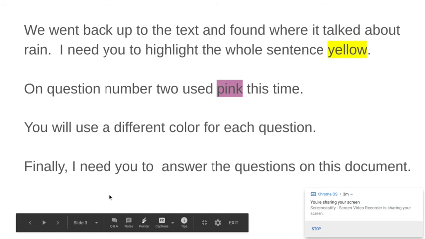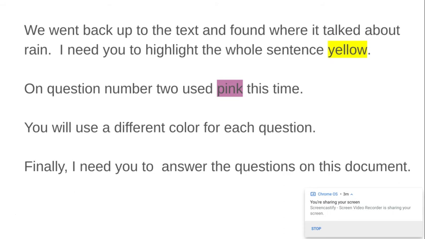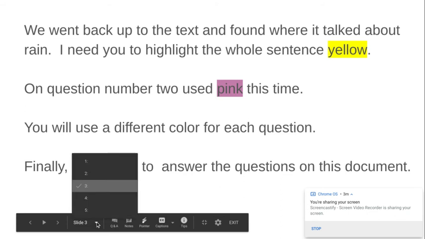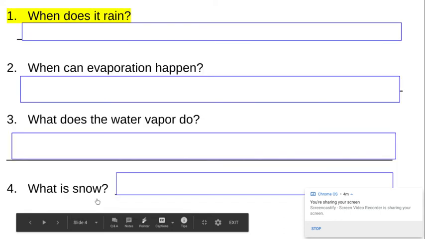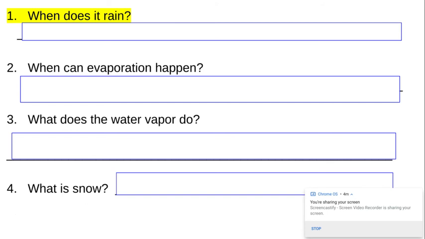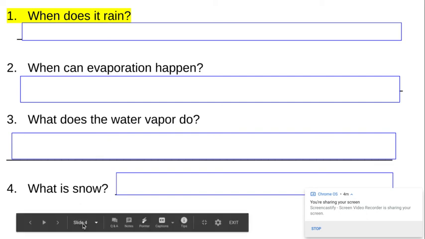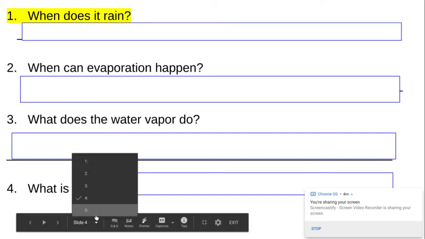Now here are the next part of instructions. If you notice, back here on slide 2, we went back to the text and found where we talked about rain. Now, let me jump forward. Your first question here is, when does it rain? So I ask that you highlight the whole question with your yellow color tool.